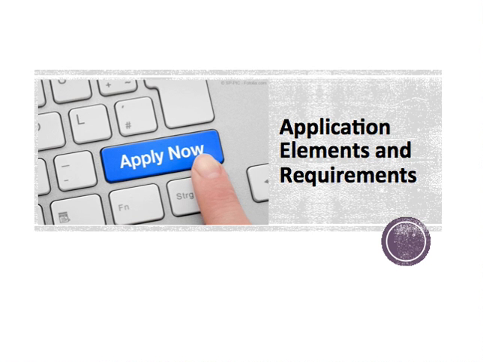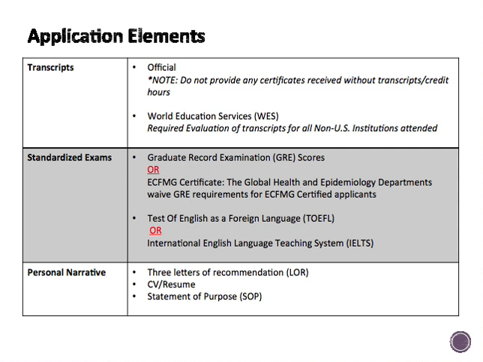This presentation will serve as a guide to prepare you for your application to the Rollins School of Public Health. It will provide a brief overview of application elements and required documents. There will be several links posted on the online orientation site for future reference. There are three main application elements.